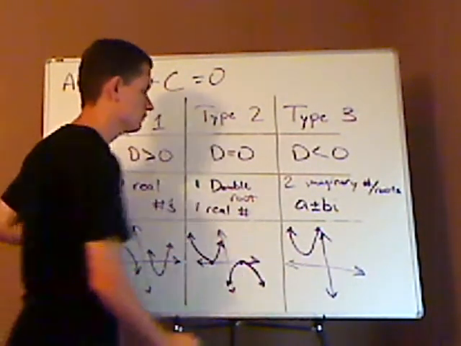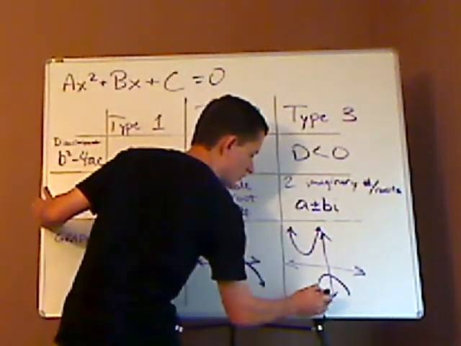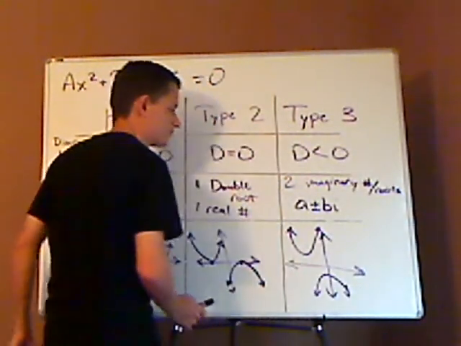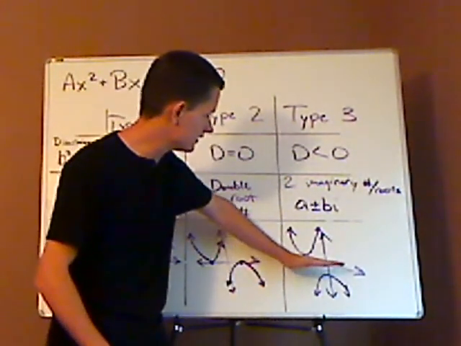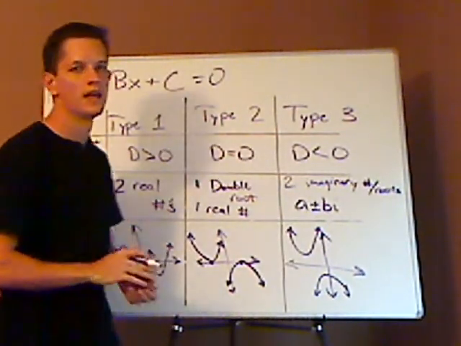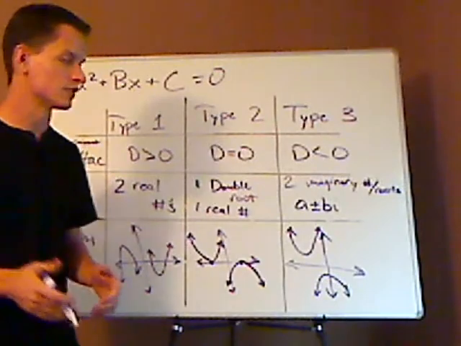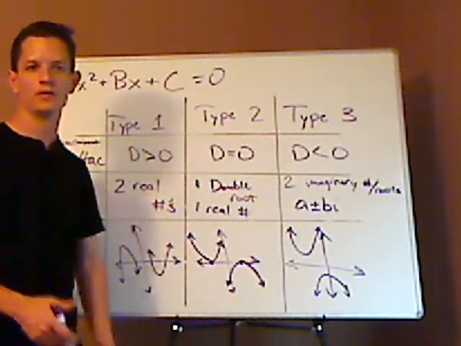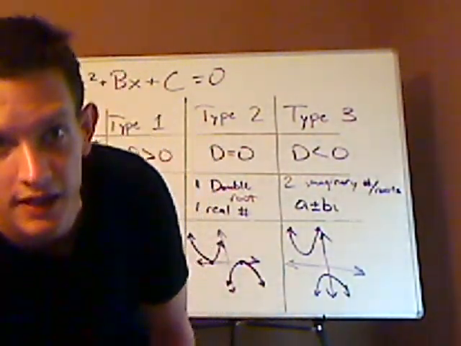Or if it's below, it's going to be something like that. And it doesn't hit the x-axis because there are no x-intercepts. And those are the 3 types of solutions that you can get using the discriminant. And that's it.